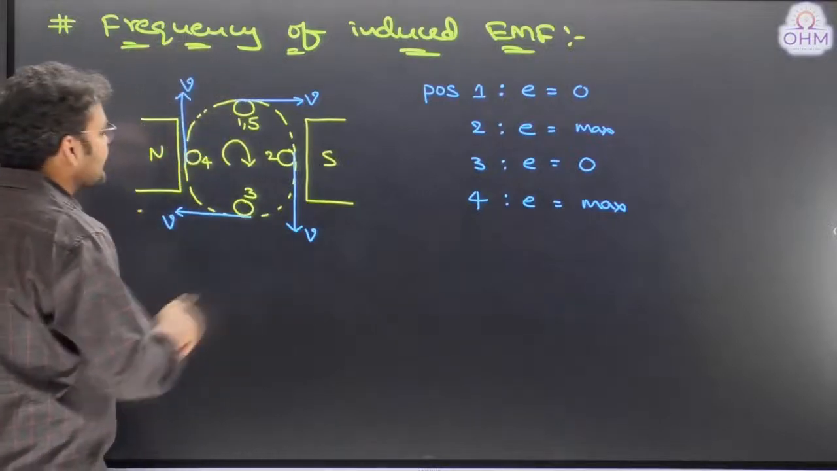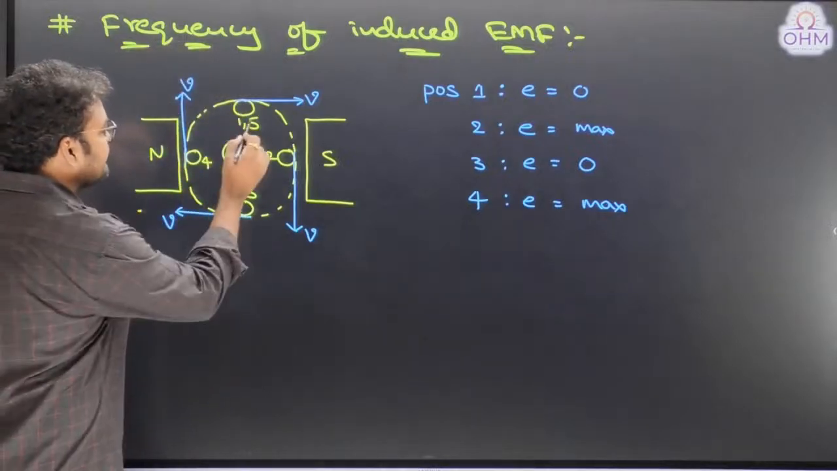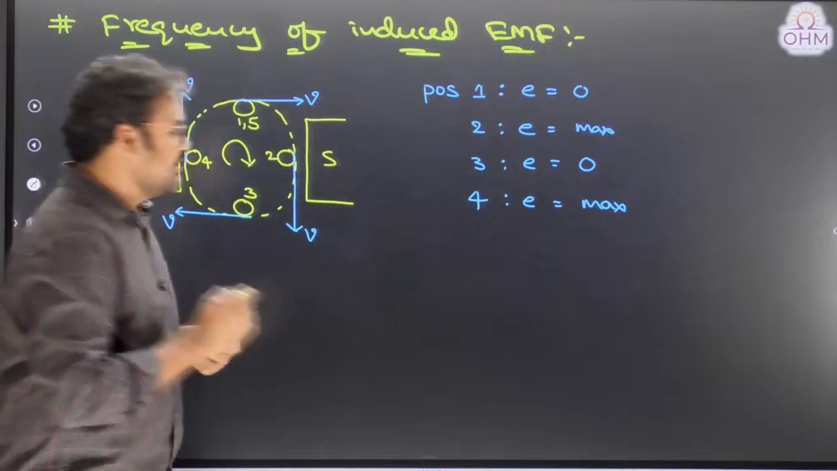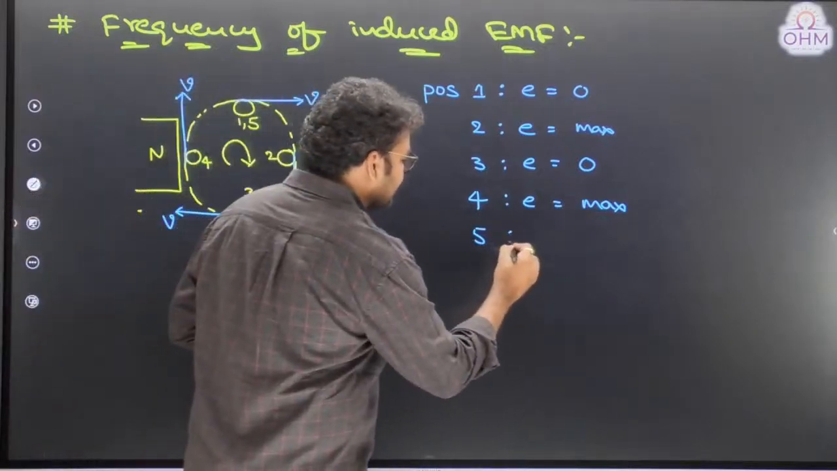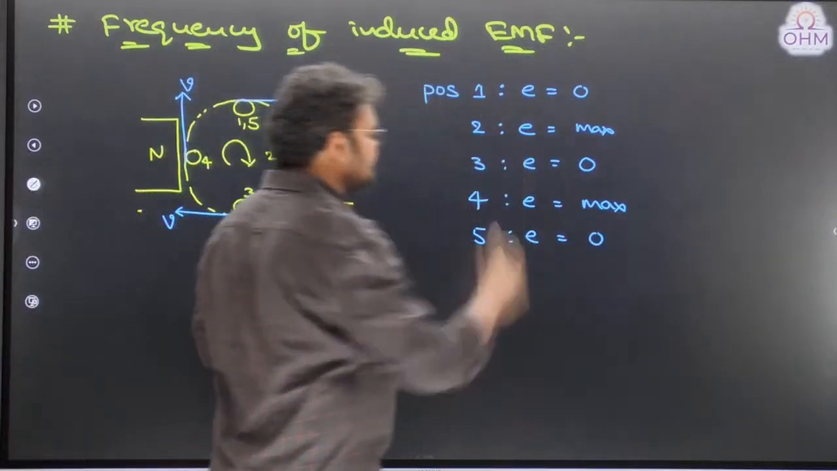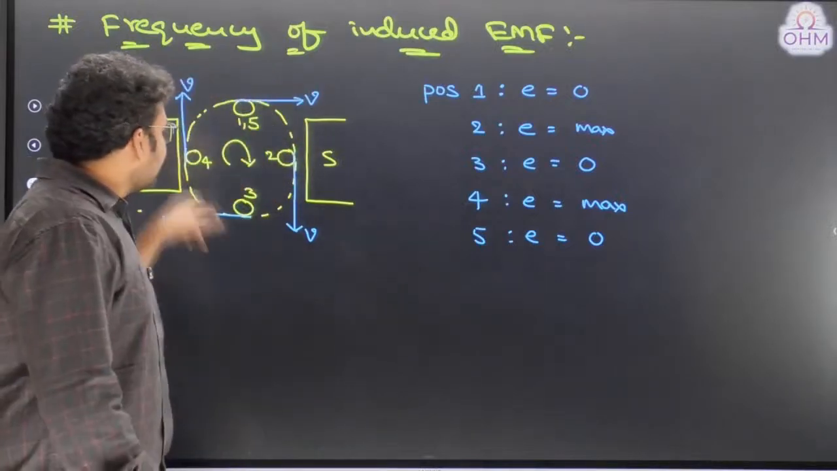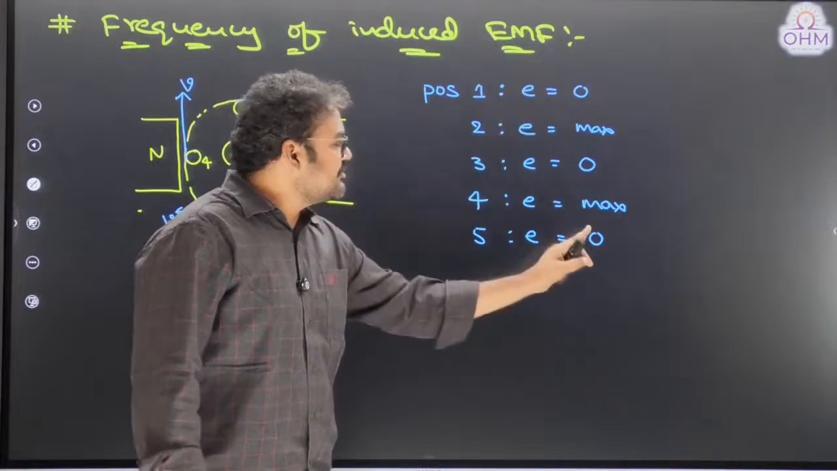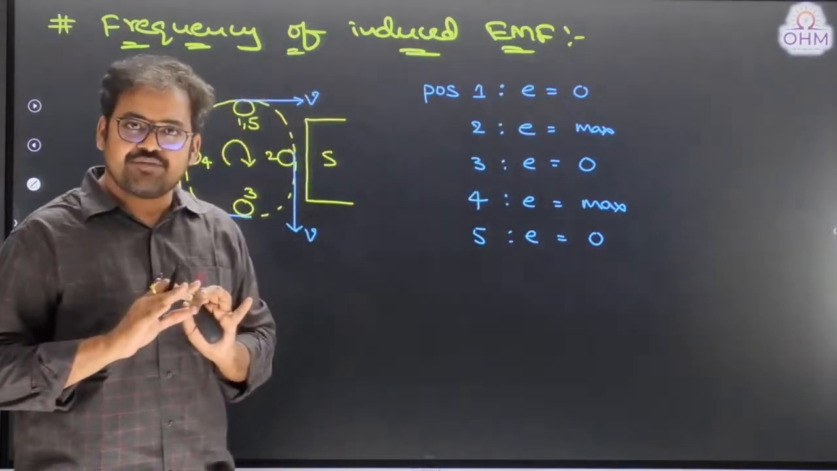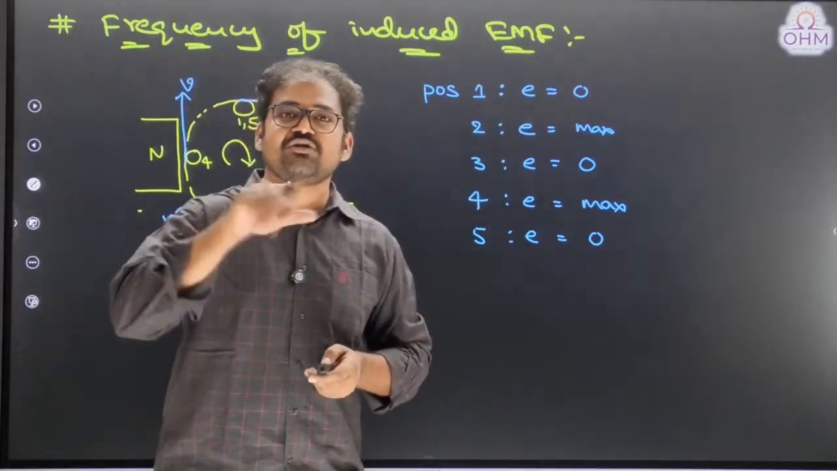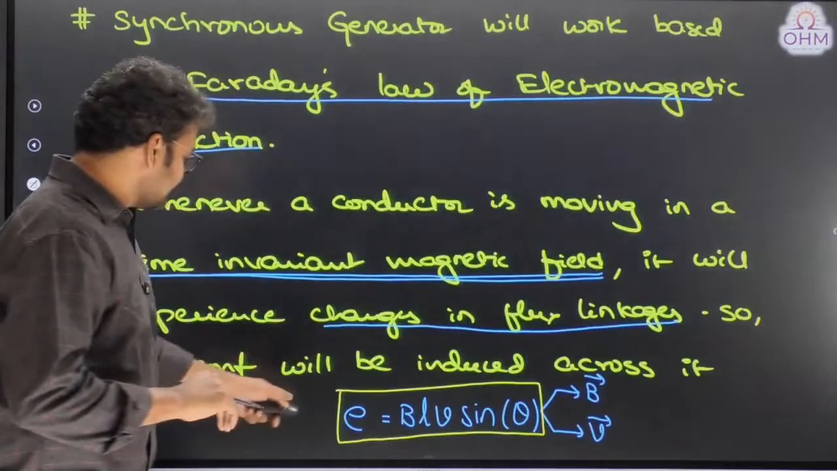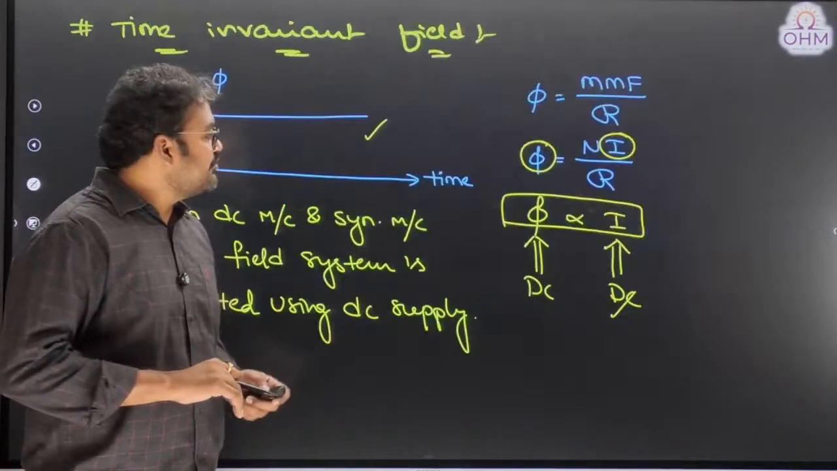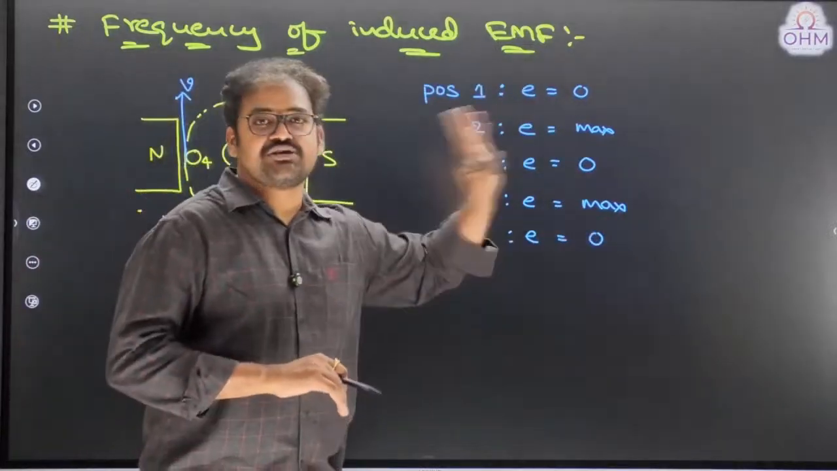Fine. Now let us focus on the fifth position. Can I say fifth position or first position? Both are same. Therefore, at position 5, the induced EMF is again 0. Therefore, after one complete revolution, I found all the maximum and 0 EMF positions, guys. How do you find out the magnitude of the EMF? Faraday's law. According to Faraday's law, we found the magnitude of the induced EMF.